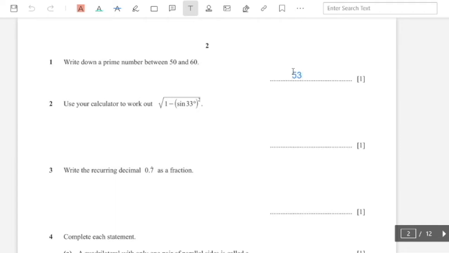2. Use your calculator to work out. So you simply put the values in your calculator and get the answer as 0.839.